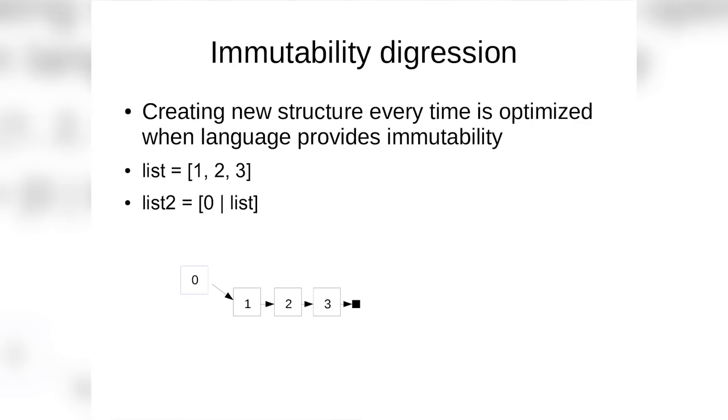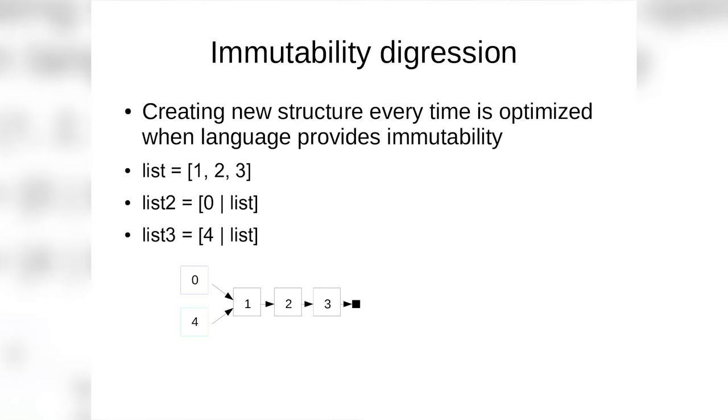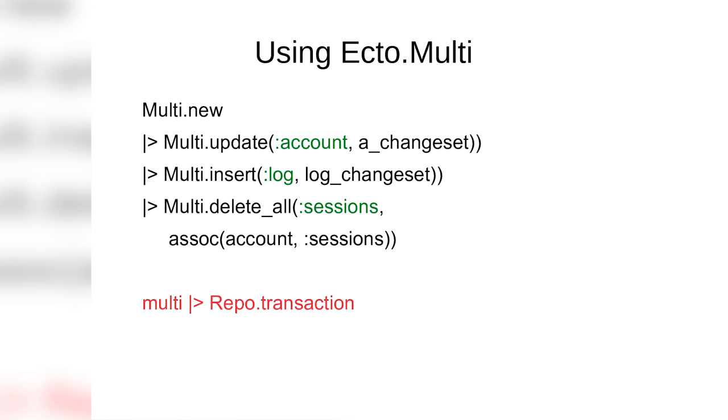So first element points to second, second points to third, and third points to null, indicating that the list ended. In case we want to modify the list, for example, prepend an element, we don't have to copy the entire list. We just create this element, and it points to the original list. And we can do that because we are guaranteed that no one will change this list underneath us. So when we create another list, it does the same thing.